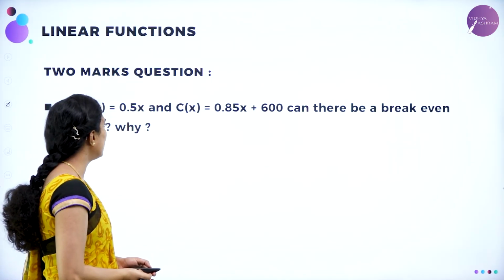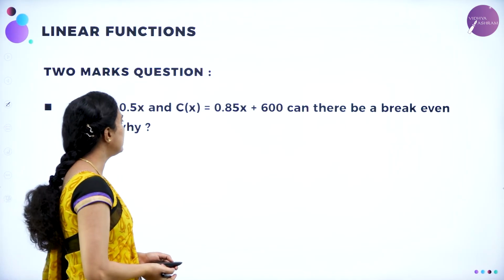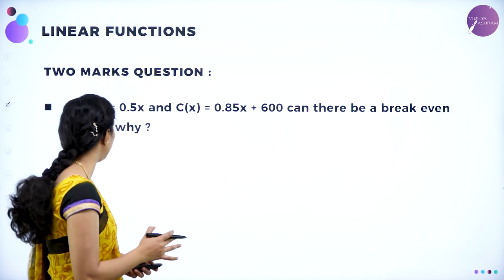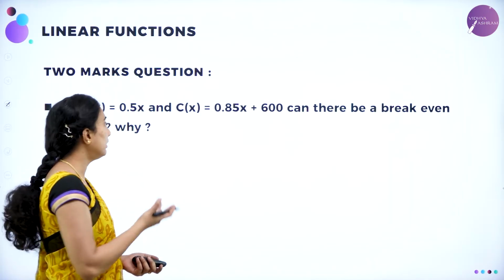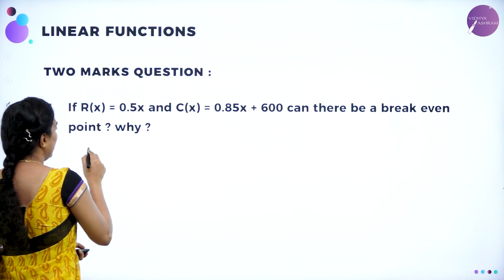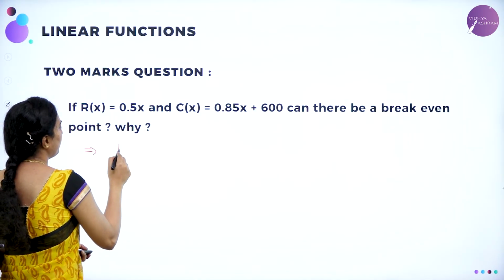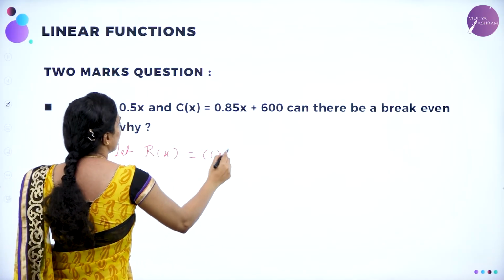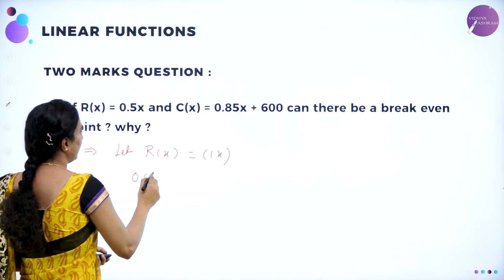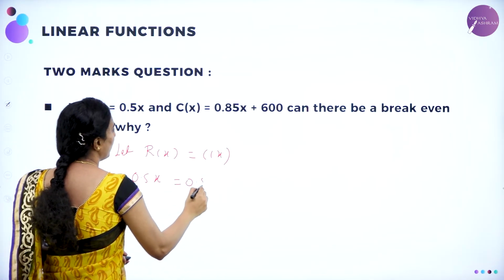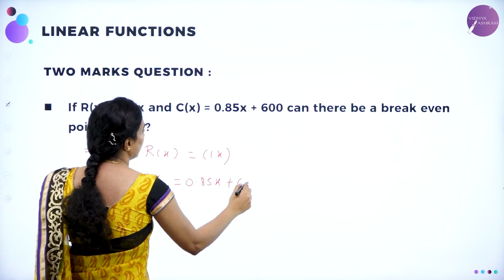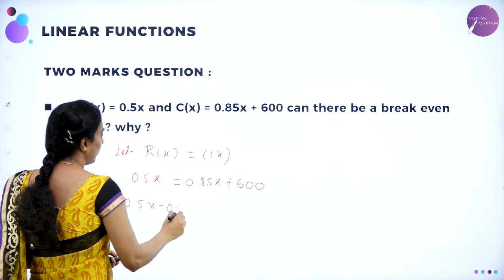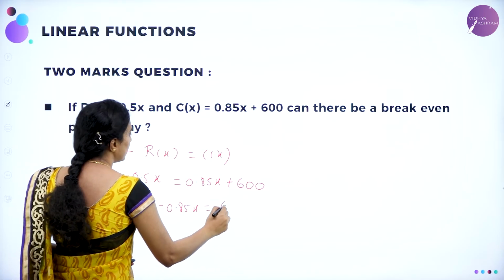If R of x is equal to 0.5x and C of x is equal to 0.85x plus 600, can there be a break-even point? Why? So let me calculate first by equating. Let me equate the break-even point. Let R of x be equal to C of x. Now what is R of x? It is 0.5x is equal to 0.85x plus 600. Let me bring this to this side. 0.5x minus 0.85x is equal to 600.